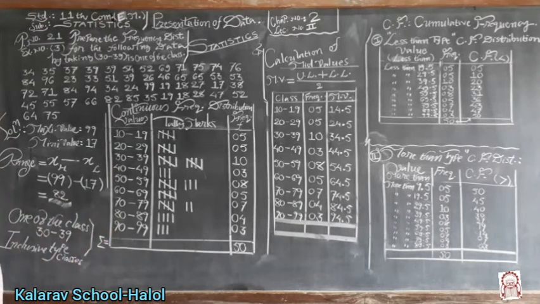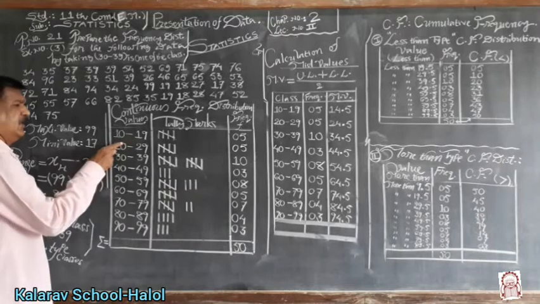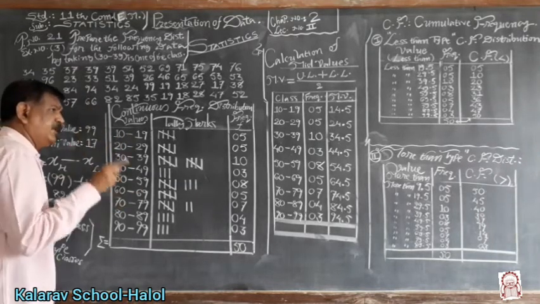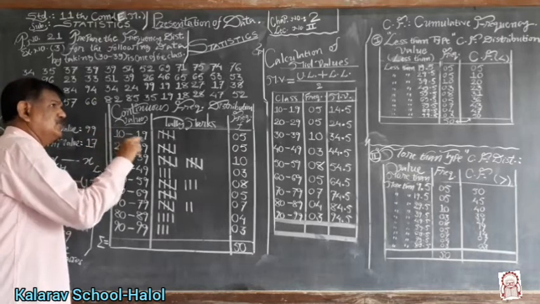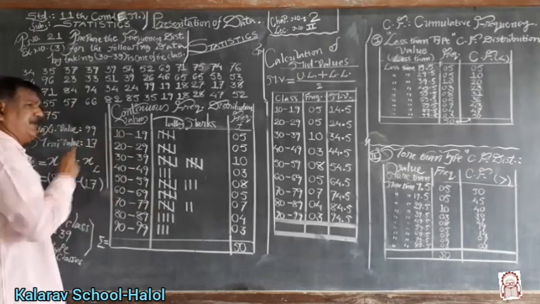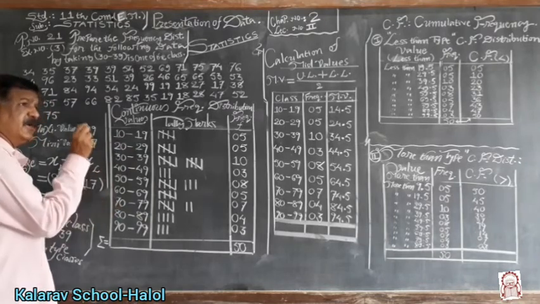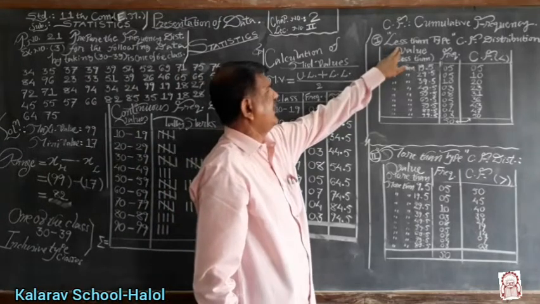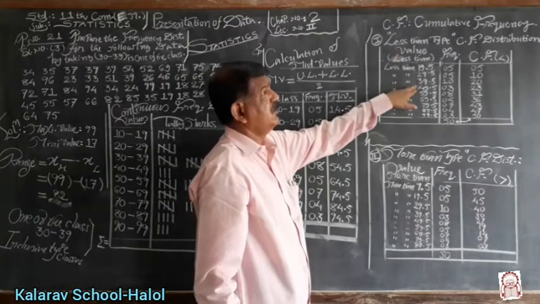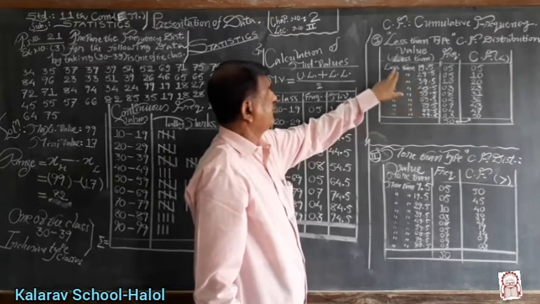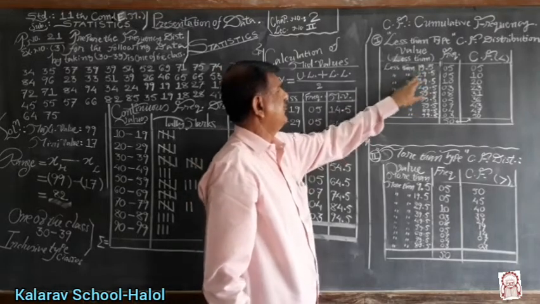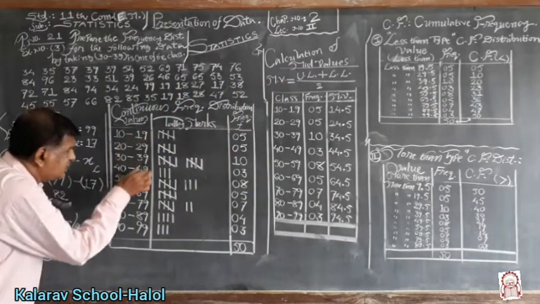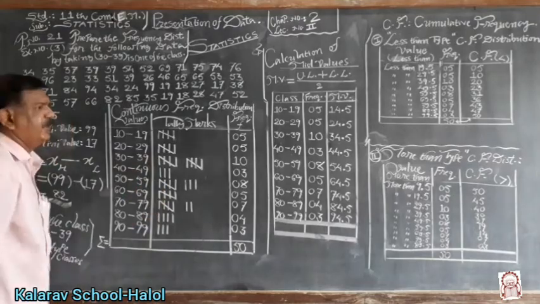How to calculate this? 20 minus 19, the difference of these values is 1. 1 divided by 2, 1 upon 2 means 0.5, and that is why 0.5 should be added to and subtracted from both the limits. You will get the limit points. So for less than type CF, we have to take the upper limit point. Always take the upper limit point. So less than 19.5, less than 29.5, less than 39.5, by adding 0.5 to each value.